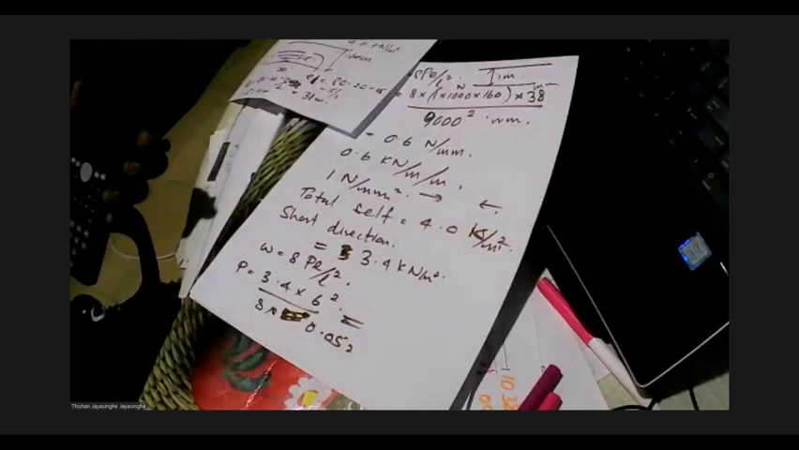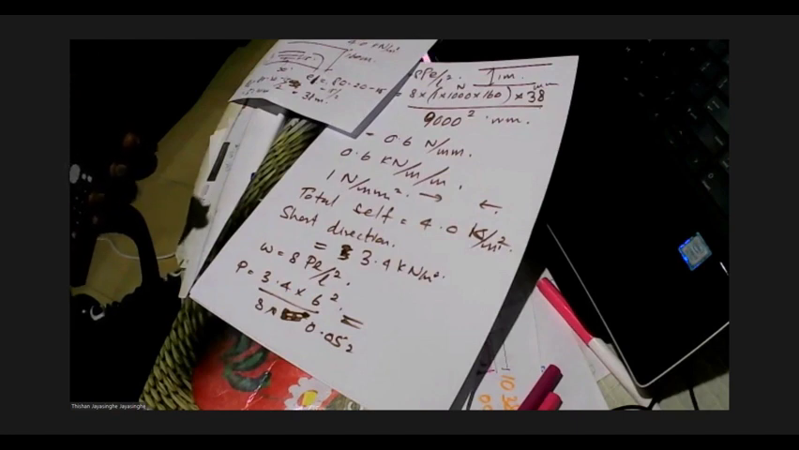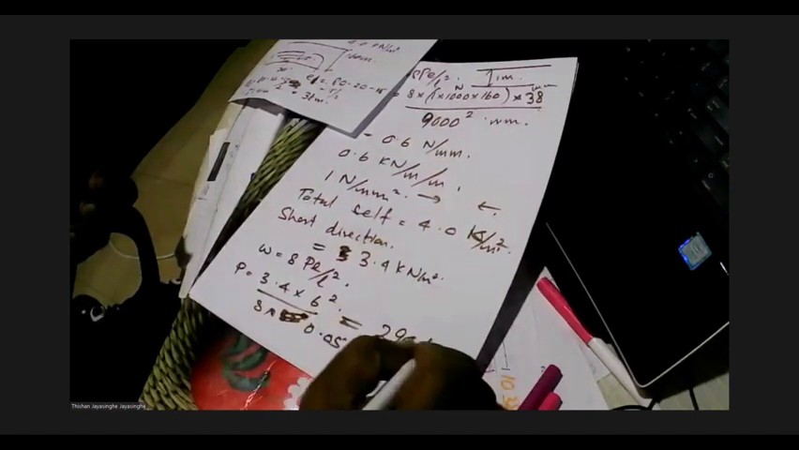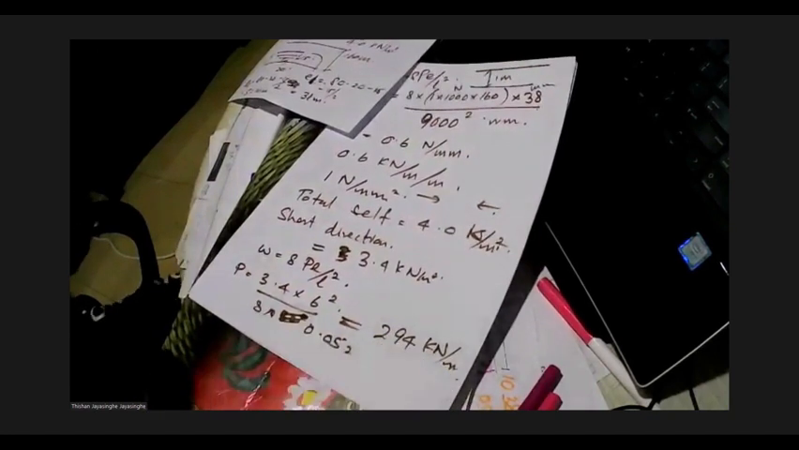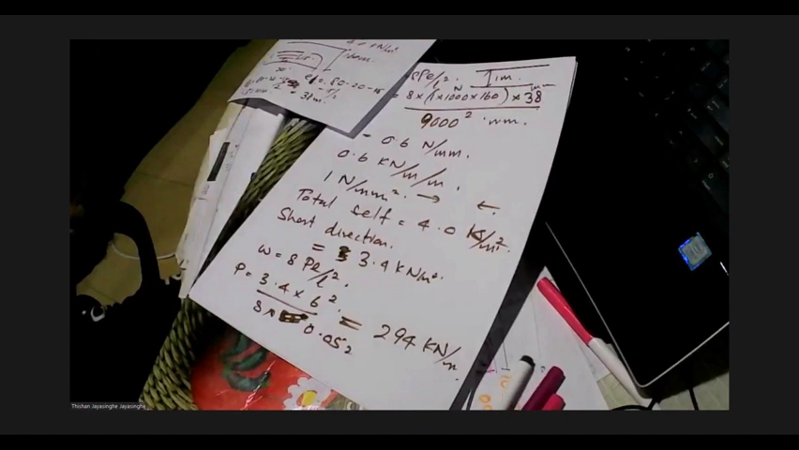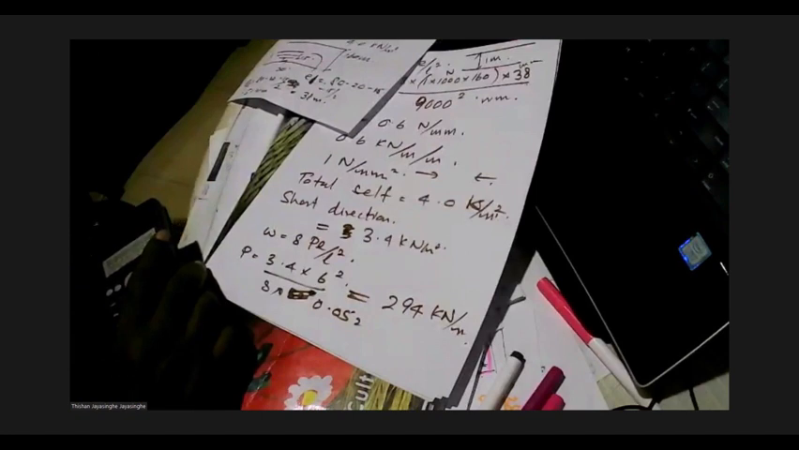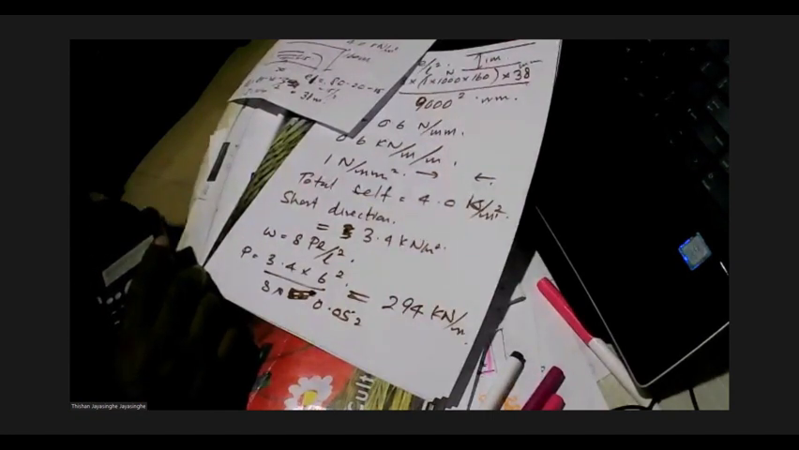I'm just checking the units. 3.4 is in kilonewtons per meter square multiplied by 6 squared divided by 8 divided by 0.052. So the pre-stress force that you get is 294 kilonewtons per meter. So now we have a slab that is ready to take the extra load. So we see how to do that.